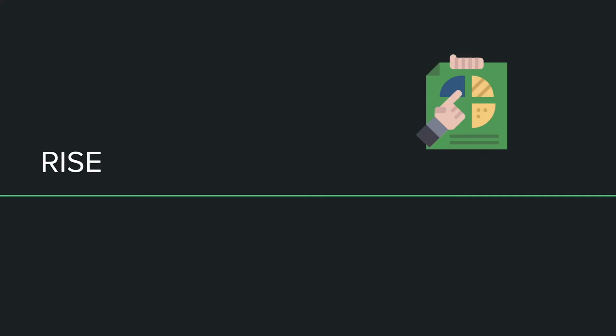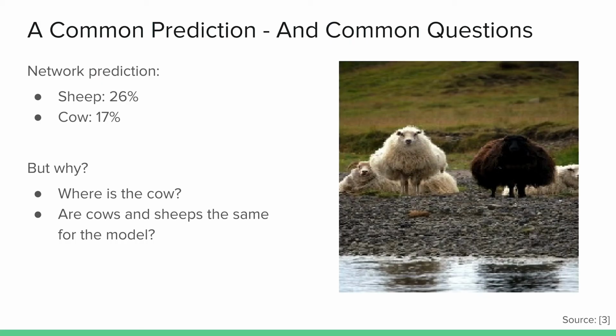A similar yet slightly different approach is RISE, but the difference now being that instead of permutating our input data, we are masking it. So we have a common prediction. In this case, the network said 26% this is a sheep and 70% cow. And I agree, those are quite uncommon pictures maybe of sheep. But we would like to understand, why did you say that a cow is 70% likely in this case? So are cows and sheep the same for the model? Or what was giving it this reason?